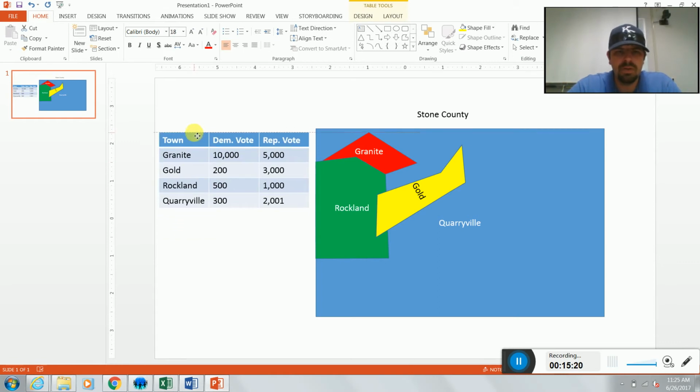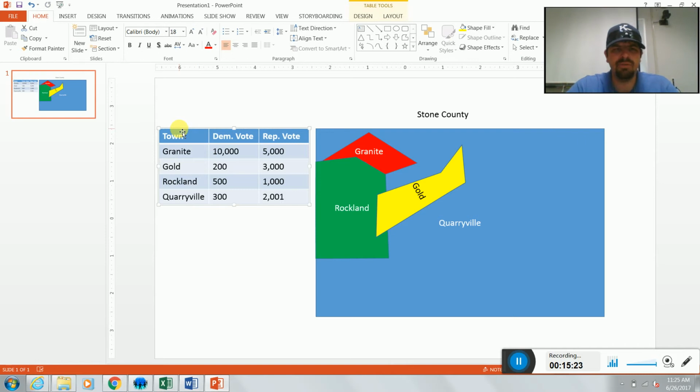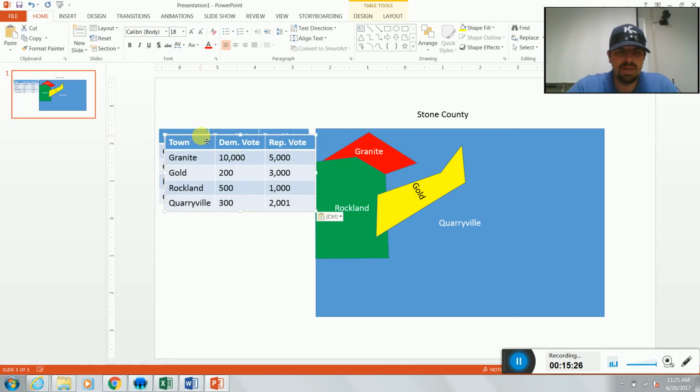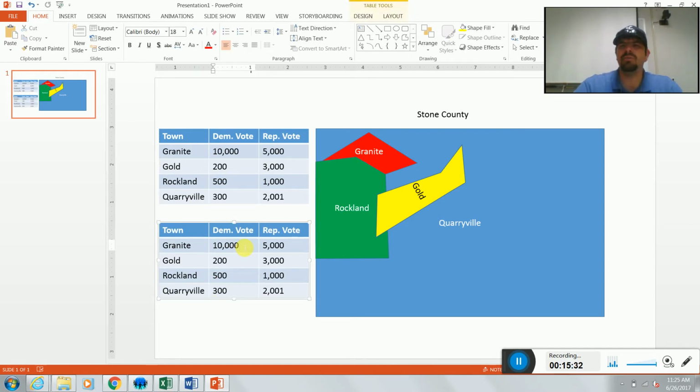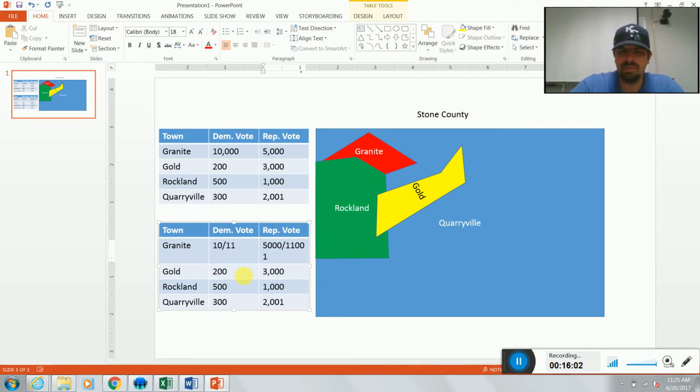Now, we could re-envision this table in a different way. And again, this table is about a county. So I just made a copy of the table. We can think about this a different way. We can think about this as the Democratic vote is... wait, actually, no, not that. So there are a total of 11,000 votes. 10,000 of them in this county came from this particular city. So this is 10 divided by 11. Okay. This would be 5,000 divided by 11,001. Okay. And you get the idea here.